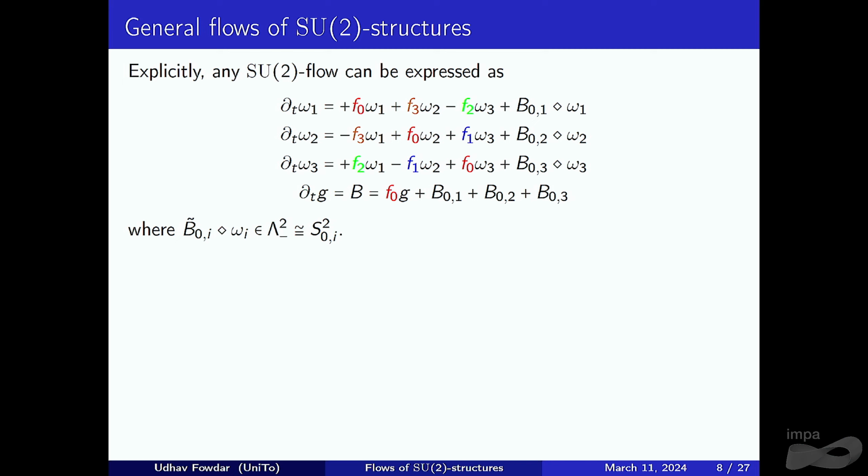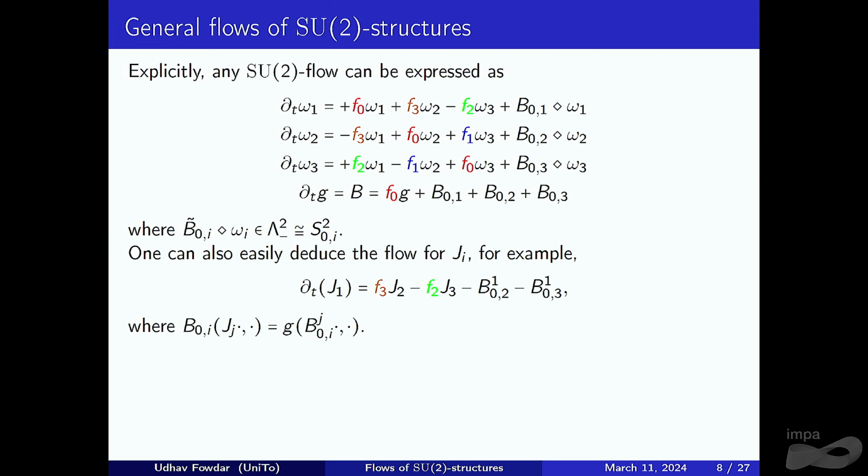So what this means for us is that any flow of an SU2 structure can now be written in the following way, where F node corresponds to conformally rescaling your SU2 structure. This scales the metric this way. On the other hand, the functions F1, F2, F3 simply correspond to rotating the triple inside its sphere. And the traceless symmetric tensors, B01, B02, B03, when viewed as anti-self-dual forms, are just evolving the anti-self-dual part of the triple.